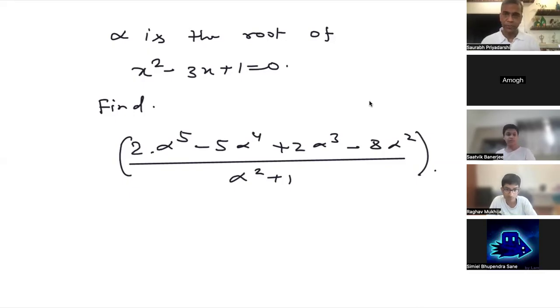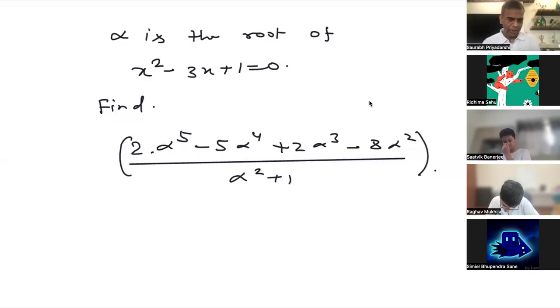Done, Raghav. Satvik, done. 1 minute, sir. Okay. Ridhima, done. Sir, solving. Just the calculation, right? Control your nerves and go for the calculation. We all can do it, right? Very simple.